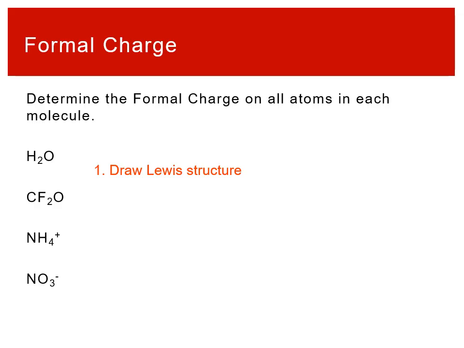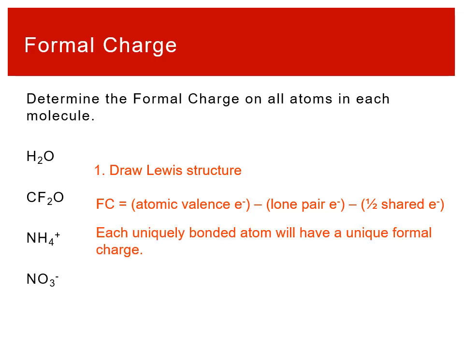Plus, formal charges are formally a charge associated with atoms in a Lewis structure. All right, so we know formal charge. If we're asked for that, there's an associated formula, so we can always use that: atomic valence electrons minus lone pair electrons minus 1/2 of the shared electrons. And then each uniquely bonded atom will have a unique formal charge. So all the types of oxygen get a formal charge, all the types of nitrogen get a formal charge.